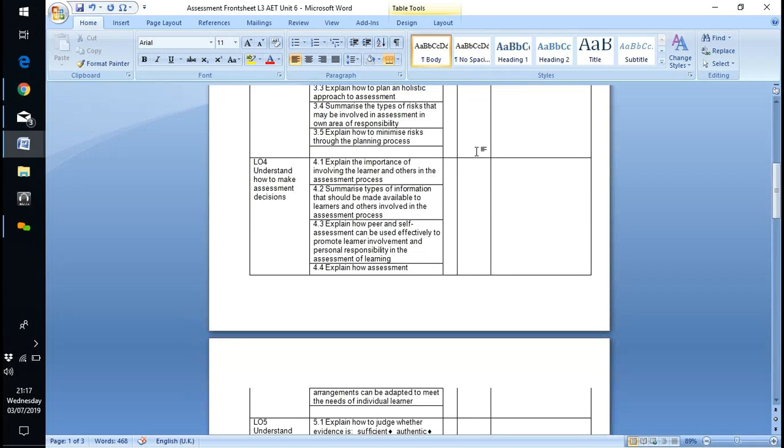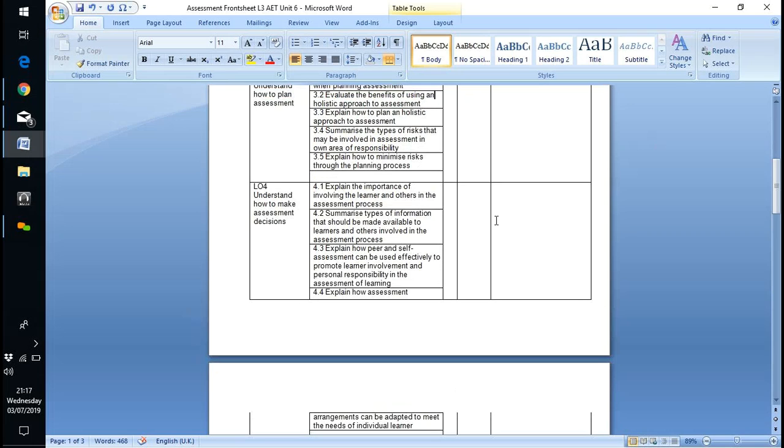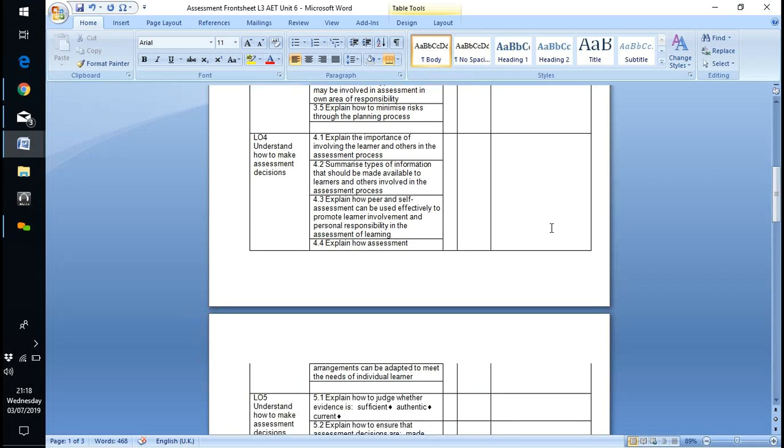Some of the risks involved, well, I mentioned one, making sure the assessor was qualified. I think, again, explain how to minimise risks in the planning process, and the importance of involving the learner and others. Well, that's standard pretty well. If you're going to assess somebody, they need a copy of the standard, which you've got on here. And then you know exactly what it's asking you to do, and the evidence you provide is based on what it's asking you to do.